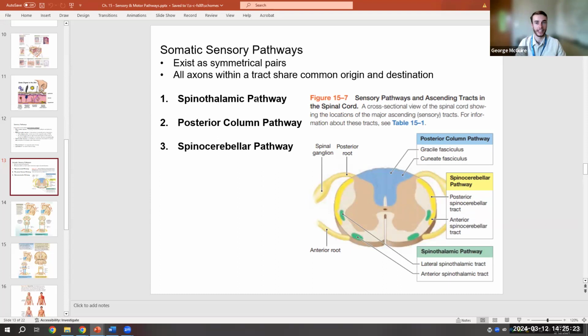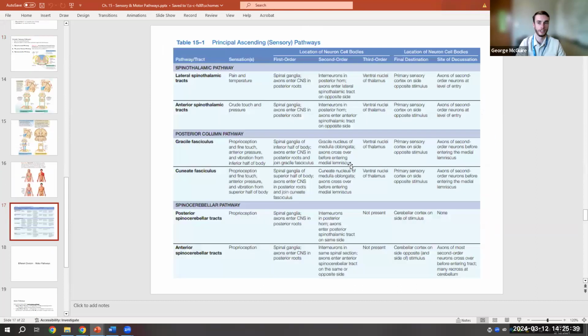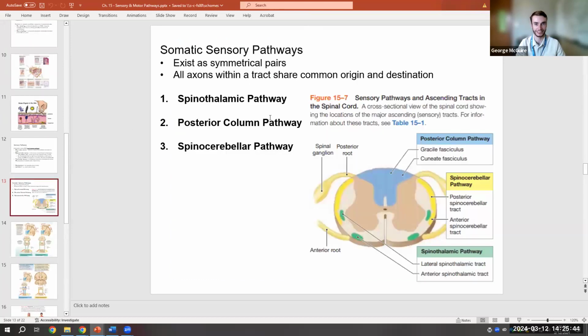So we have our spinothalamic, and as the name suggests, coming from the spinal cord to the thalamus, we have our posterior column pathway, which isn't as nice of a name. What's the other name? The dorsal column medial lemniscus pathway, I guess, is a bit nicer as far as telling you where it's going. But basically, sensory information traveling up the posterior column pathway, and then our spinocerebellar. So information coming from the spinal cord to the cerebellum through that pathway.